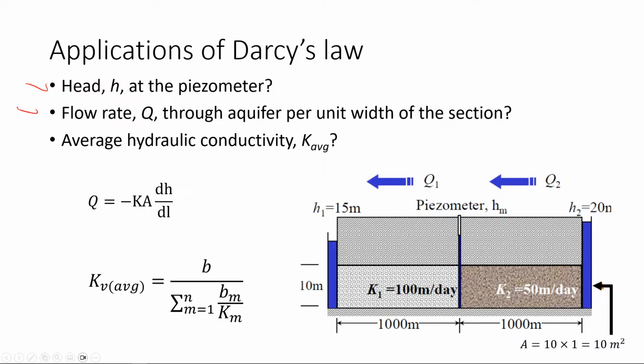And then I'm asking you, what is the average hydraulic conductivity? I have K1 here and K2 here. Remember, we can calculate the average hydraulic conductivity using the formula we learned before, the harmonic average or geometric average. I still didn't check which one this is, harmonic or geometric average.